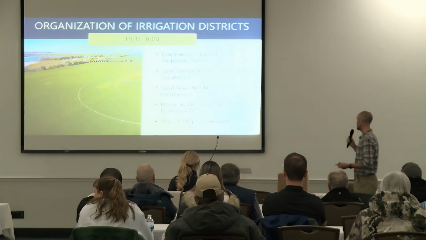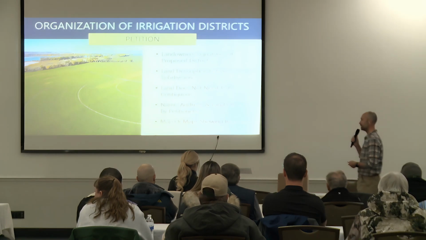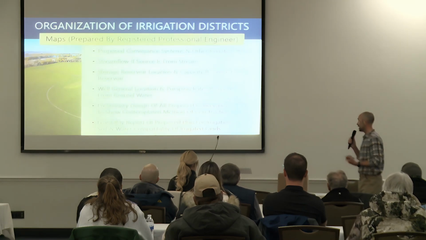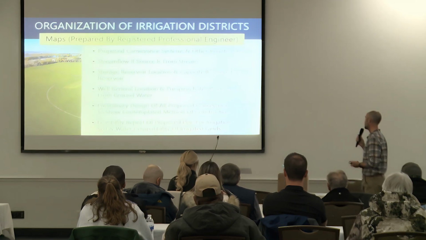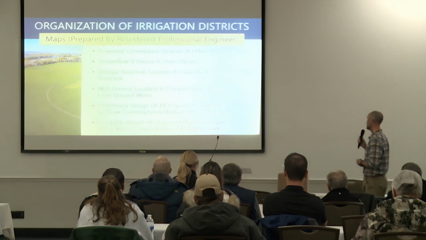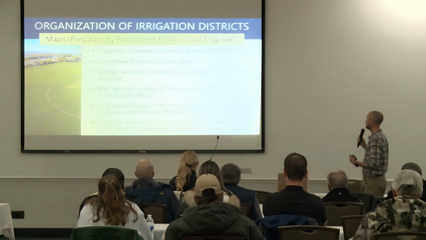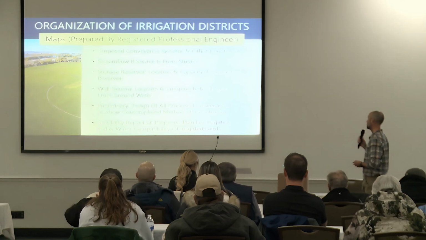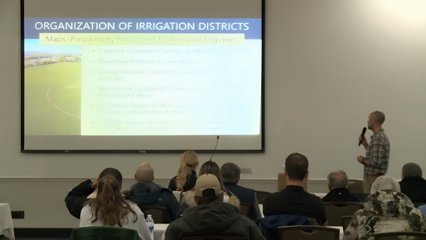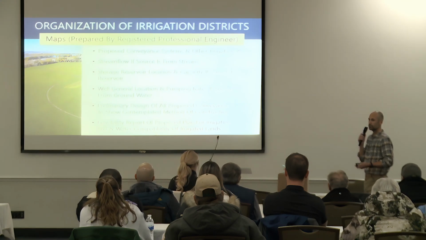The land does not have to be contiguous. The petitioner has to provide the name, address, and the land owned, and then there needs to be a map or maps provided showing the boundary of the proposed irrigation district. So the maps need to be prepared by a registered professional engineer. They need to show the proposed conveyance systems and other irrigation works, the stream flow if the source is from the stream, storage reservoir locations and capacities.